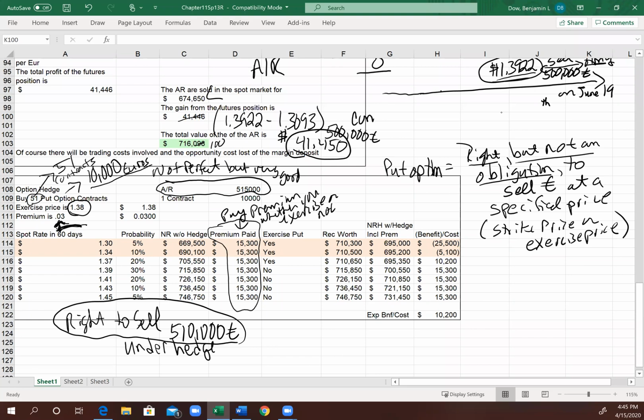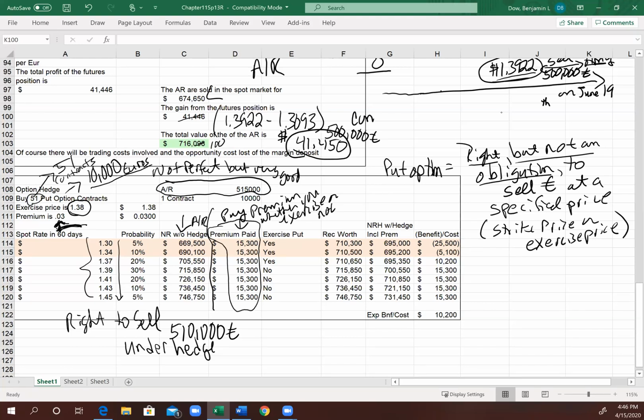Okay. So what we have to look at is we'll again use our forecast for potential spot rates in the future and the probabilities associated with each one. Okay. So remember, we can set up a chart. What are our receivables worth? With no hedge in place, then they will vary directly with the spot price. Or we can look at our hedged position. If we decide to hedge, then we're going to pay the 15,300 up front.